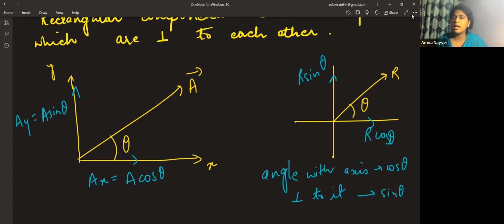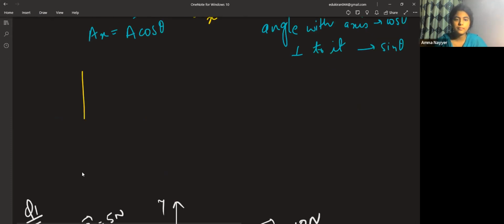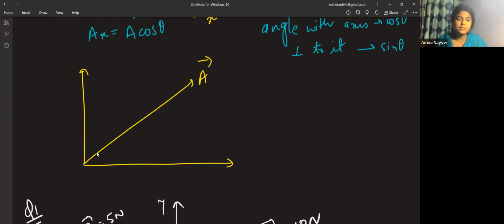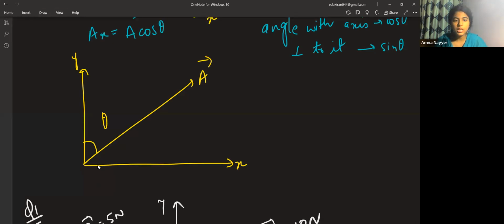Suppose, let me change the angle. Let me give you another example. Suppose again, this is my A vector. This is theta, this is y-axis, this is x-axis. So now, angle with axis, we take it as cos theta. So angle with axis is this now. So this will become your Ay, this time this will become cos theta. And the perpendicular to it, this Ax, this will now become A sine theta.